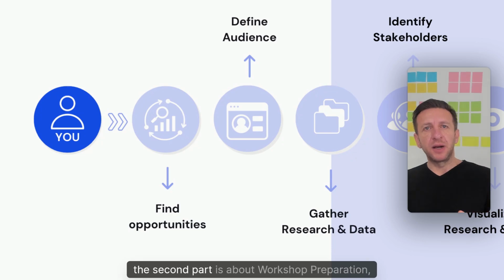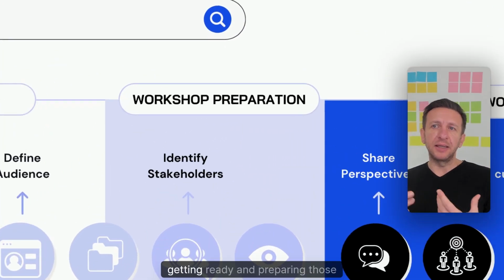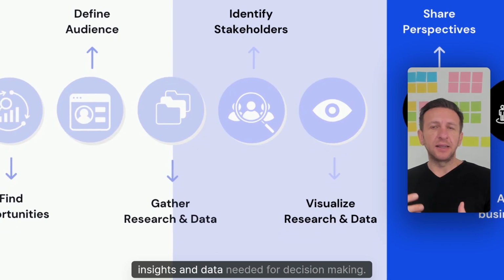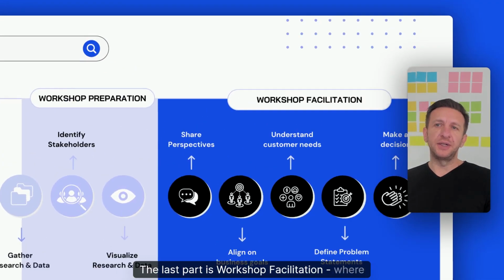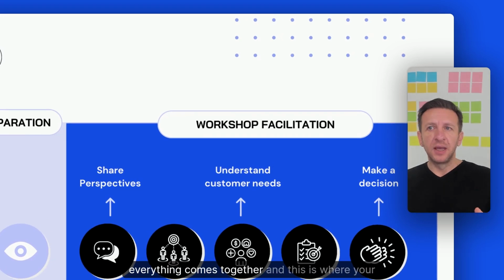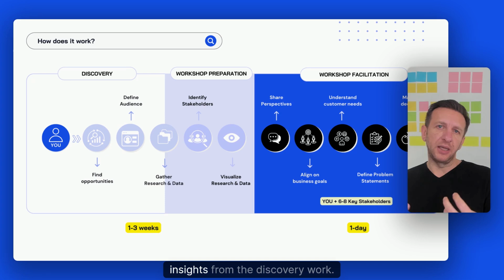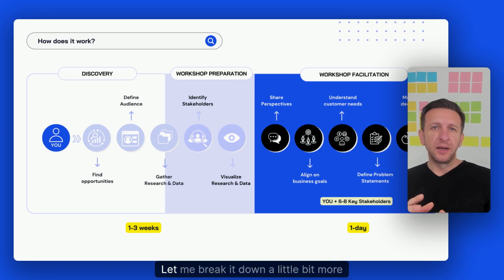Then the second part is about workshop preparation, getting ready and preparing those insights and data needed for decision making. And then the last part is workshop facilitation, where everything comes together. And this is where your stakeholders will make decisions based on the insights from the discovery work. Let me break it down a little bit more step by step.